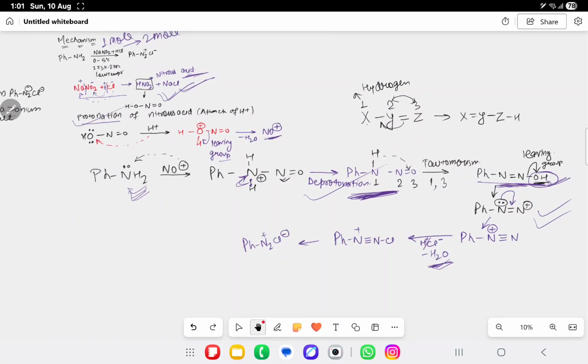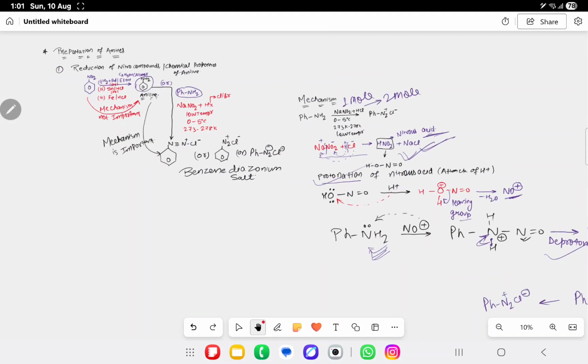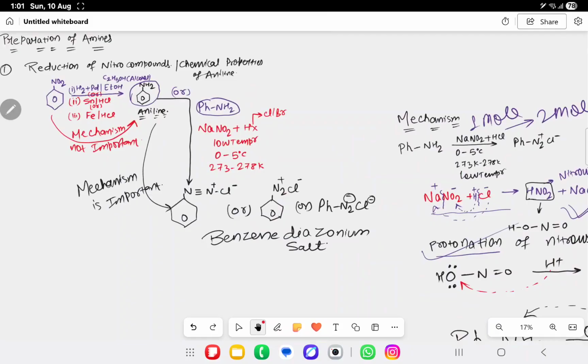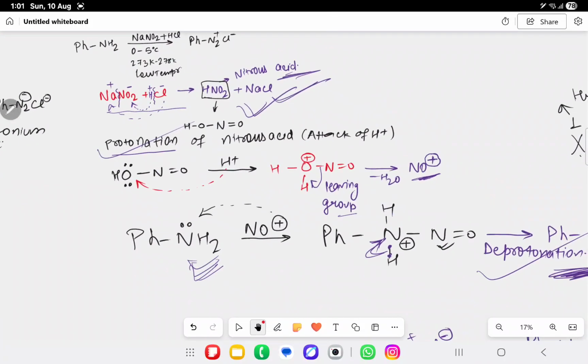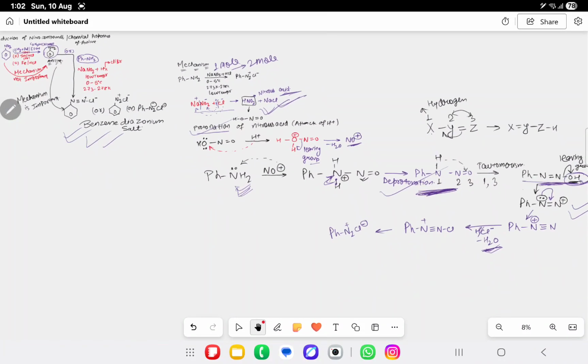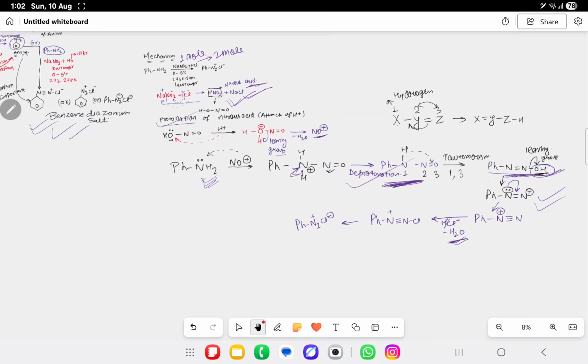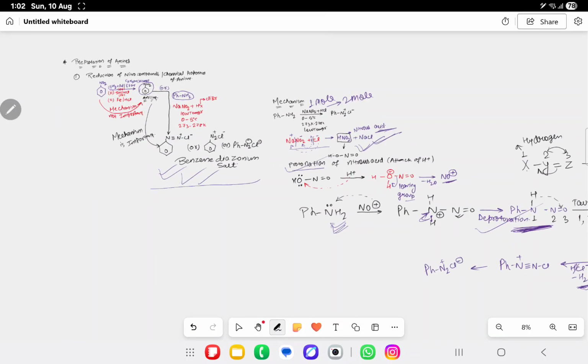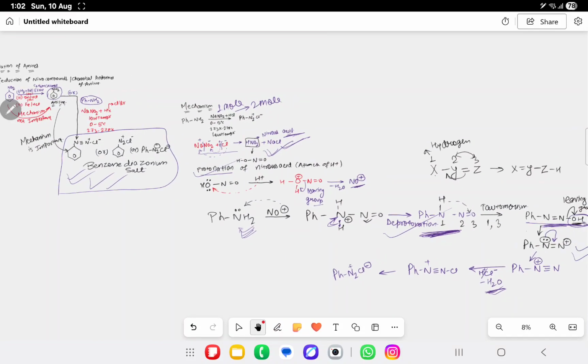So I hope you all have understood the mechanism and the method of preparation. First I dictated the method of preparation of aniline or amine from nitro compound by reduction, and then we converted it into benzene diazonium salt. And this benzene diazonium salt has a mechanism. You will see this once. If you are not able to understand, ask me again. But now I am going to write all the possible reactions of benzene diazonium salt to produce different products.